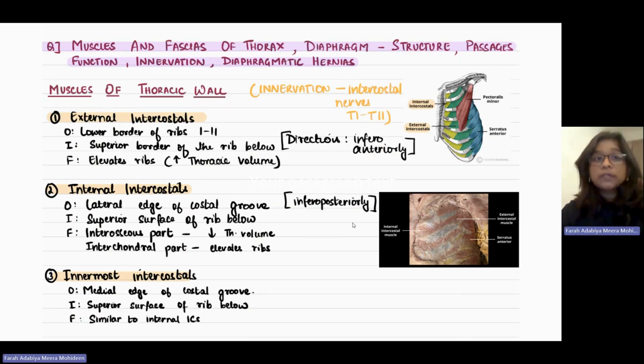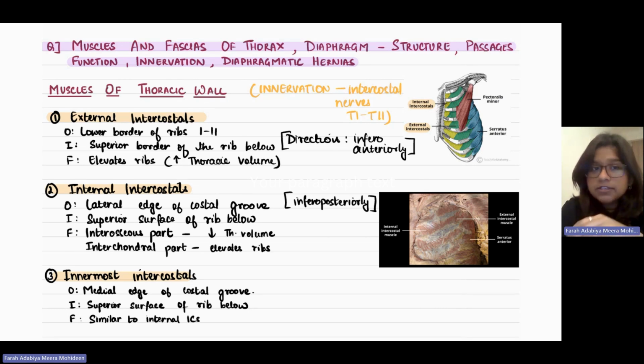Okay, so we will be talking about the muscles and fascias of the thorax, a little bit about the diaphragm, its structure, passages, function, innervation, and a little bit about diaphragmatic hernias as well. The first topic that we'll talk about is the muscles of the thoracic cage.